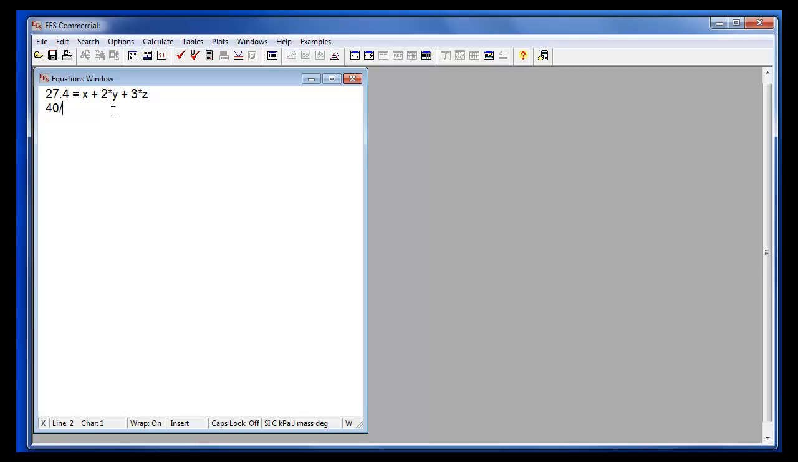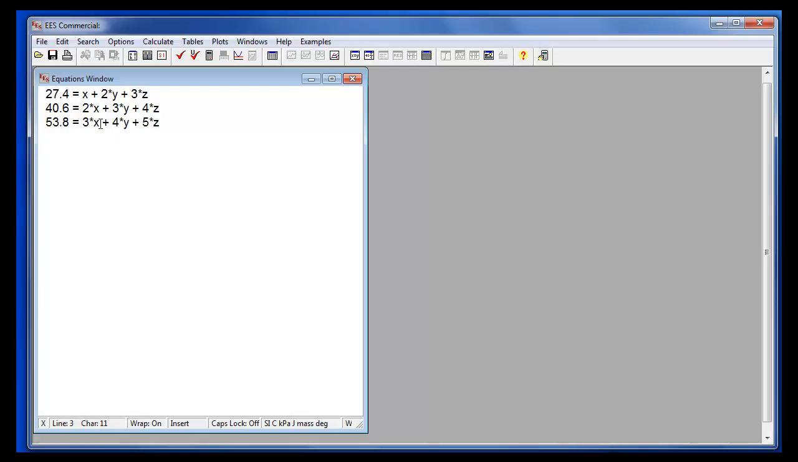So let me just type another couple equations. I got 40.6 equals 2 times x plus 3 times y plus 4 times z. And now I have three unknowns, x, y, and z, so I'm going to need three equations in order for this to be solved. So I need to type one more equation: 53.8 equals 3 times x plus 4 times y plus 5 times z. I clearly just made up some equations here. I have three equations and three unknowns.